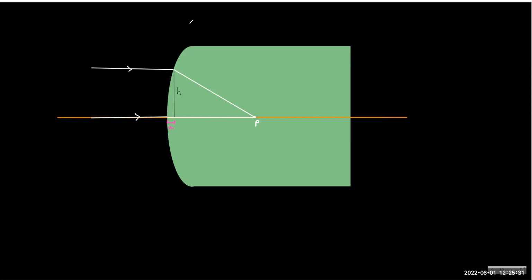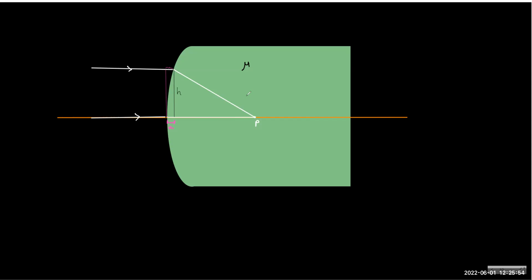Because here, if I want to compare the two paths, before this line everything is the same for both the paths. So they have traveled the same value so far. And then the first light ray will travel in the vacuum and then the medium. And the second will travel from here onwards in the medium.